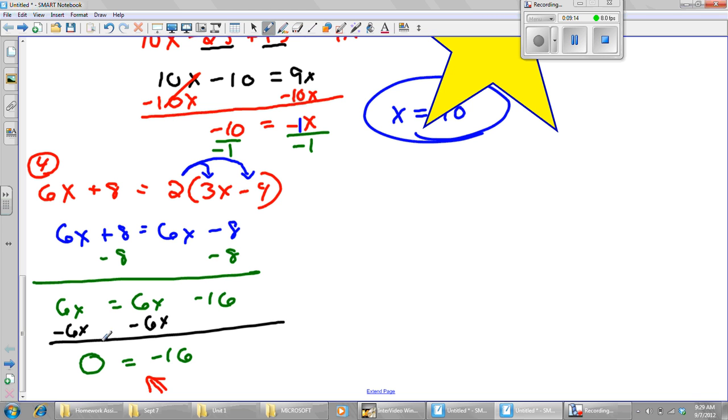If you get a situation where you haven't made any mistakes, which I haven't in this problem, and you get an infinitely untrue statement, 0 will never equal negative 16, there is no solution to the problem. There is no number in all the real numbers that I could put in for x and come out with an equal statement.